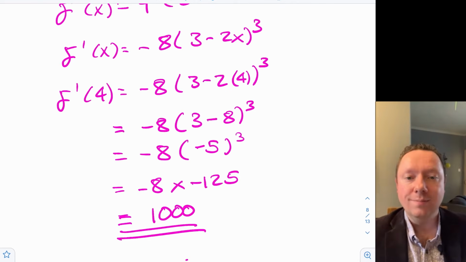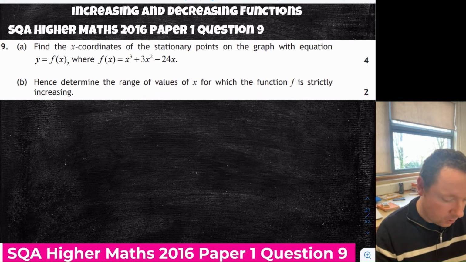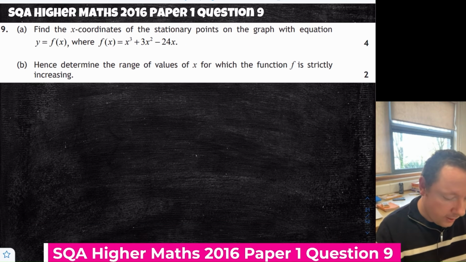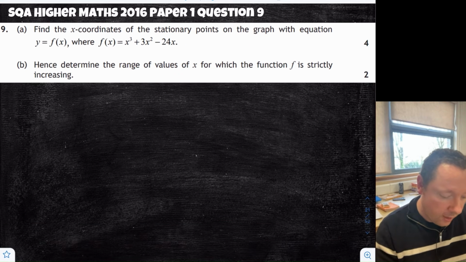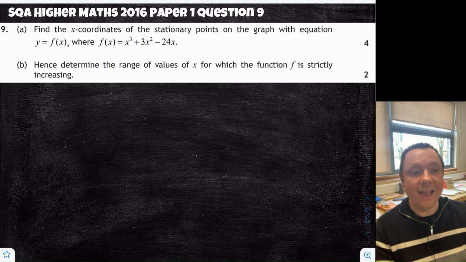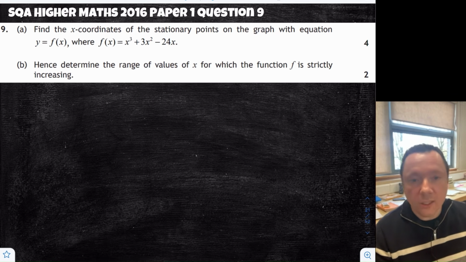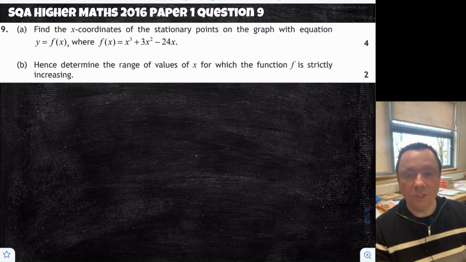So there we are. Increasing and decreasing functions. SQA Higher Maths 2016, Paper 1, Question 9. Find the x-coordinates of the stationary points on the graph with equation y equals f of x, which is x cubed plus 3x squared minus 24x, and then find the range of values for which the function is strictly increasing. Part A, stationary points, differentiation, make it equal to 0.